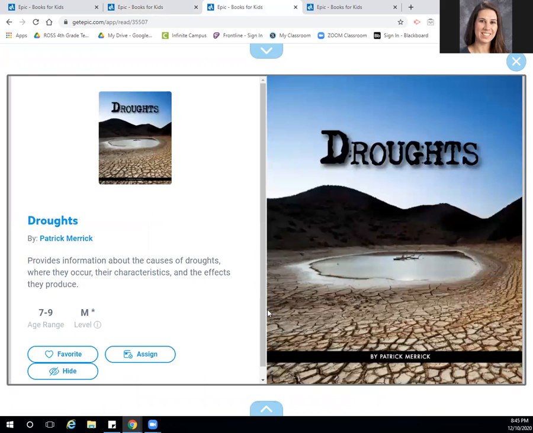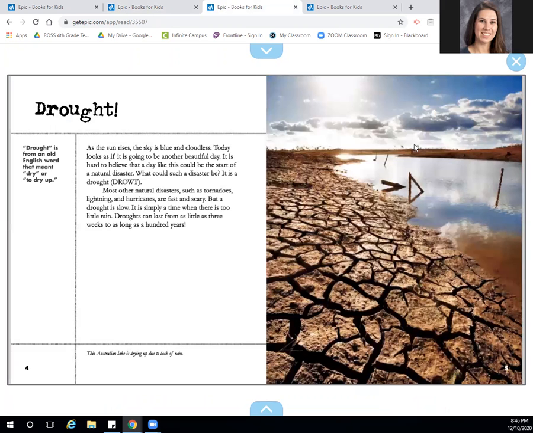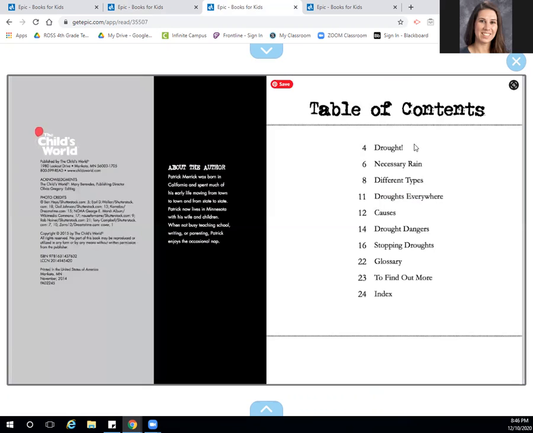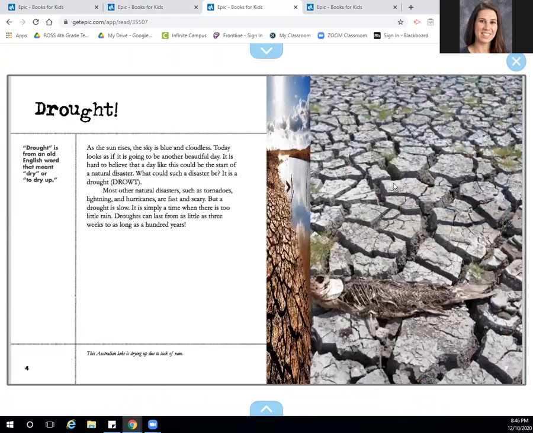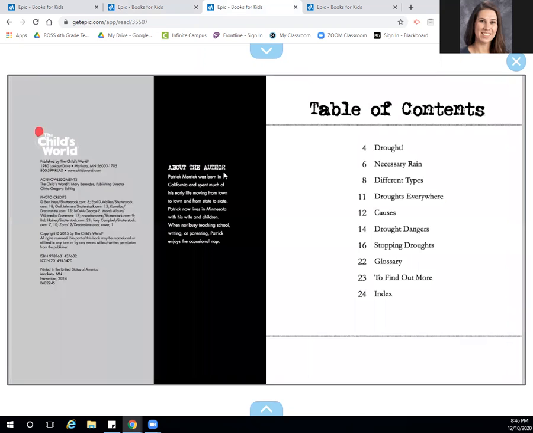The third book I have, also about droughts, also has a table of contents. I think that on page 4, it is telling us more about what a drought is. It tells us the different types of droughts, which is interesting to know because I did not know there are different types of droughts. That could be important to my research.